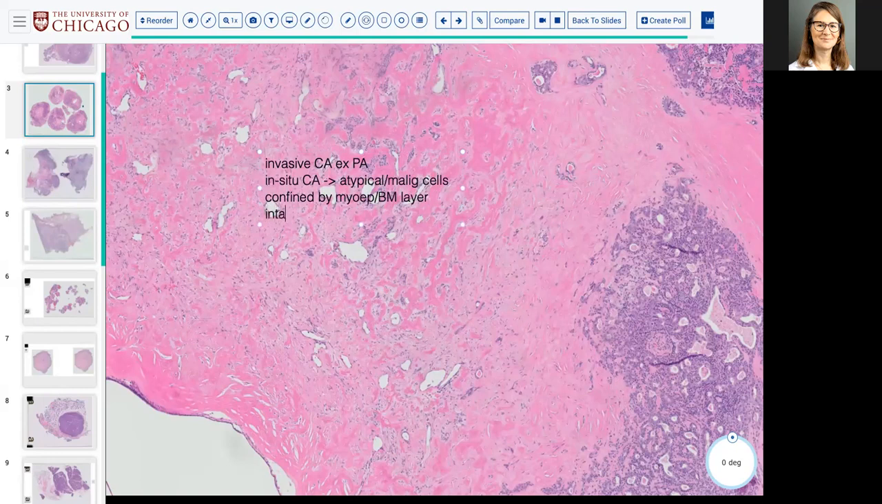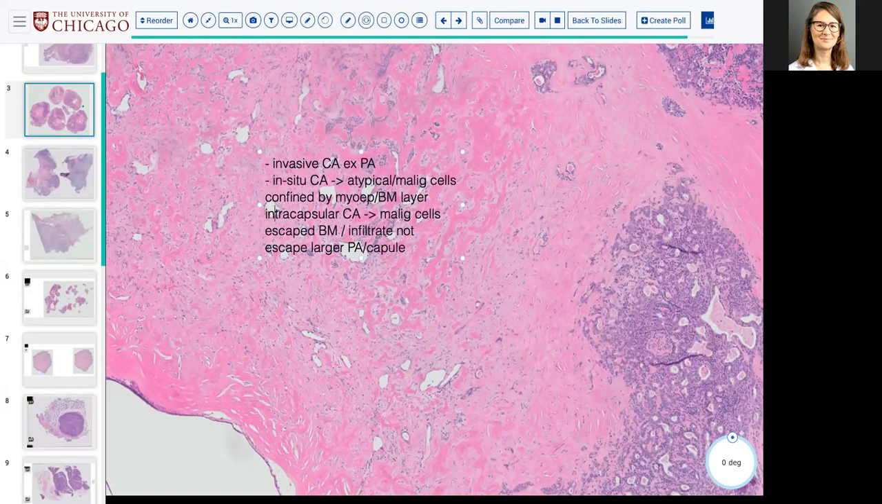And then there's intracapsular carcinoma, in which perhaps the malignant cells have escaped the basement membrane and started to infiltrate, but not escaped the confines of the larger PA capsule. So there are these three ways to think about carcinoma ex PA: totally invasive, burst beyond the myoepithelial layer and beyond the capsule; in situ, confined to the myoepithelial layer; and intracapsular, which has escaped the myoepithelial layer but not the larger capsule of the pleomorphic adenoma.